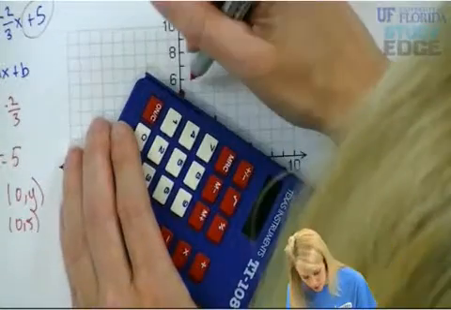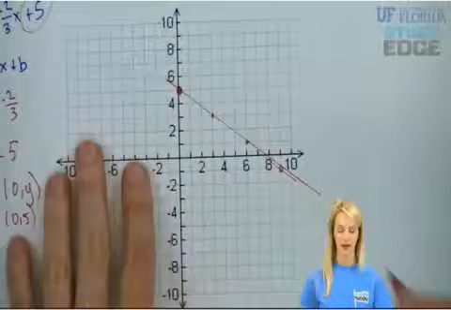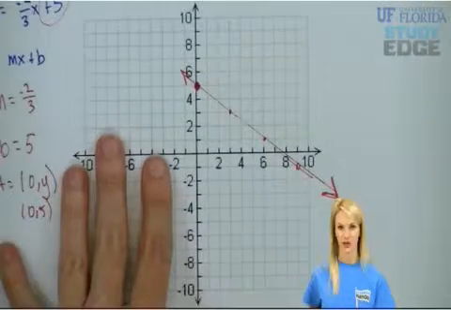Ooh, that was not a good one. All right. Let's draw some arrows on that bad boy. Let's get it looking really pretty. There we go. We've got our line.